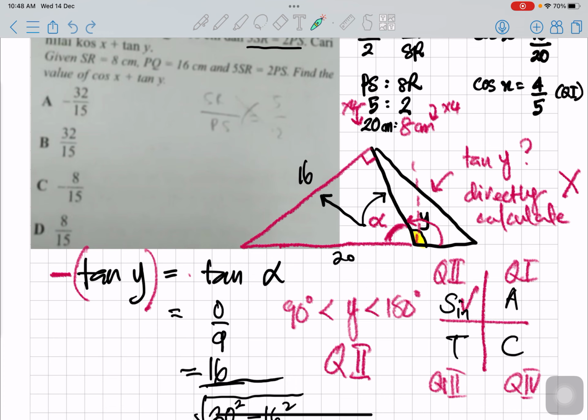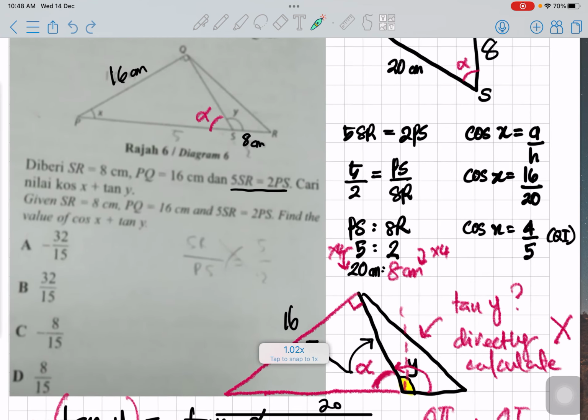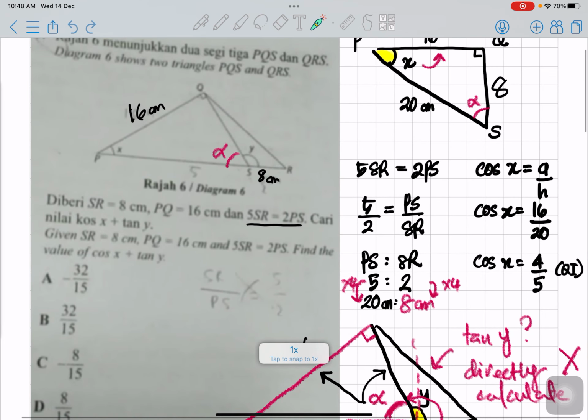Okay, so now let me see what information we have for the question. Given the ratio 5 SR equals 2 PS, and given PQ is 16 and SR is 8. So let us label first. SR is 8, PQ is 16.